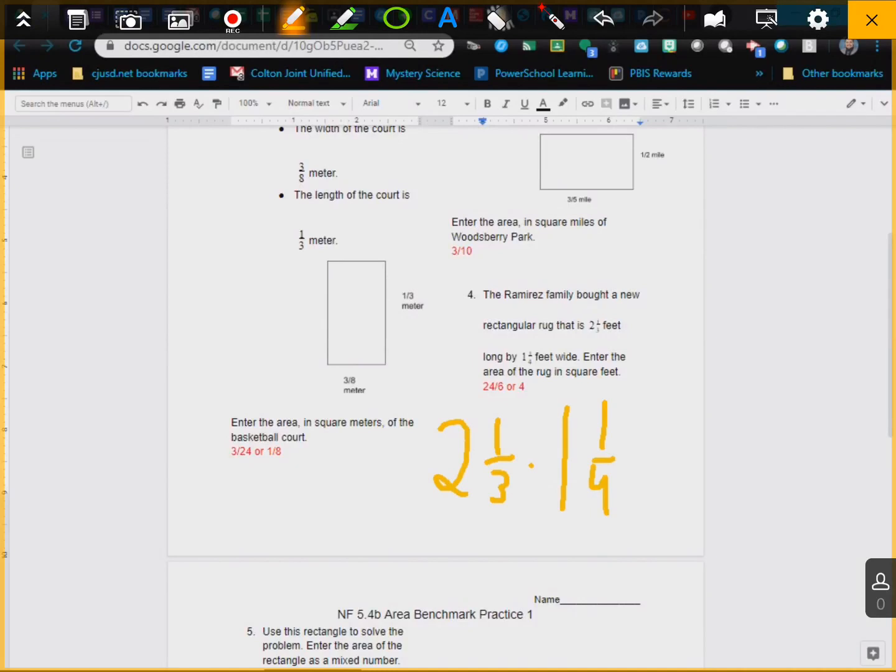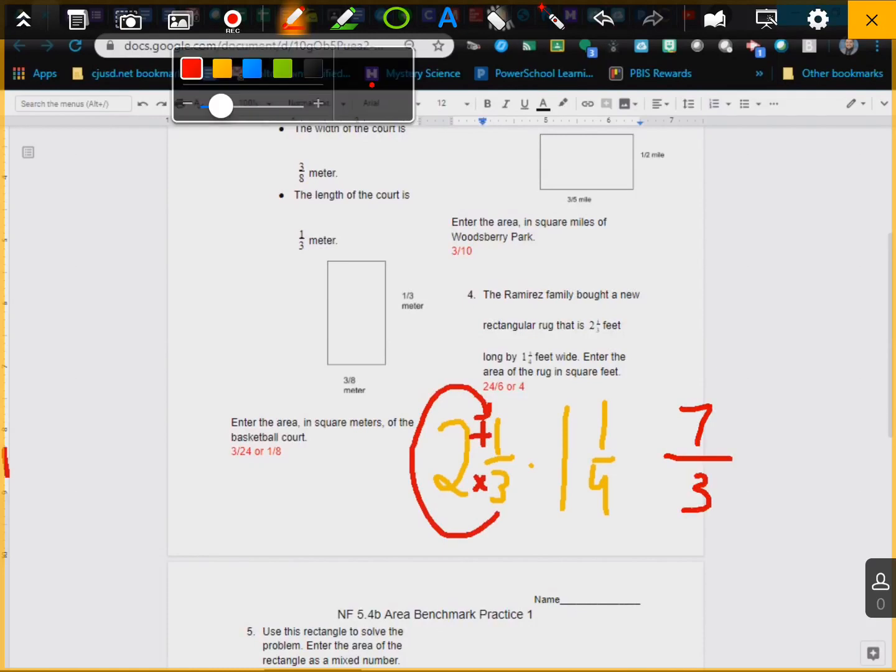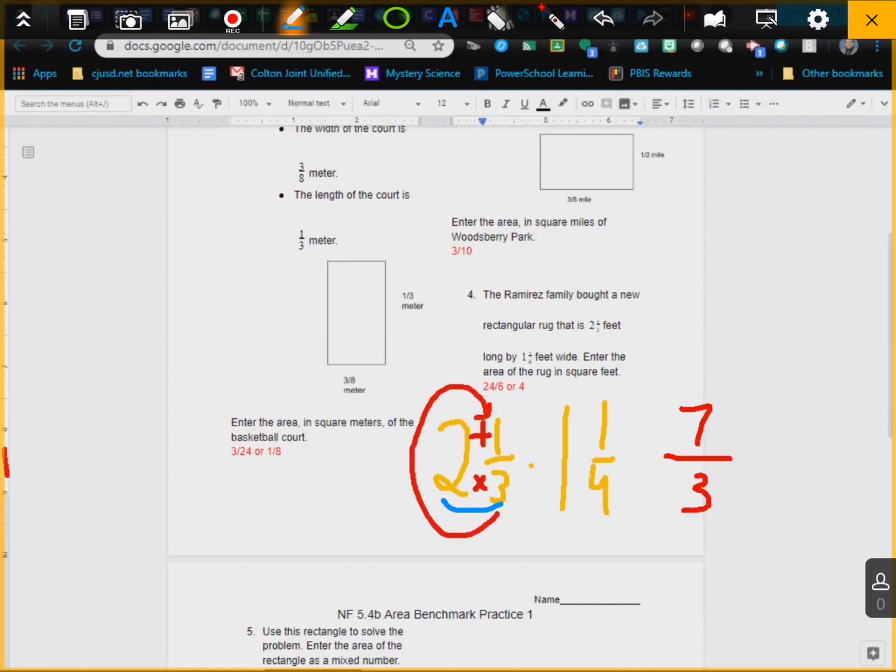Now the way I do this is what I call the roller coaster method. Okay, you go around like a roller coaster loop, and you want to multiply the denominator by the whole number and add the numerator. So 3 times 2 is 6, plus 1 is 7, and then the denominator stays the same. All right? I want to do that again. 3 times 2 is 6, plus 1 is 7. 7 over 3. So the roller coaster method.